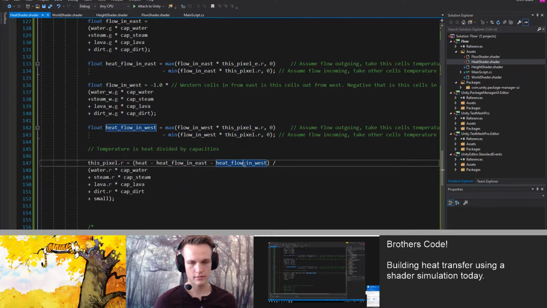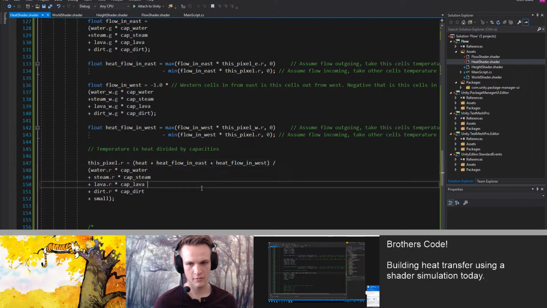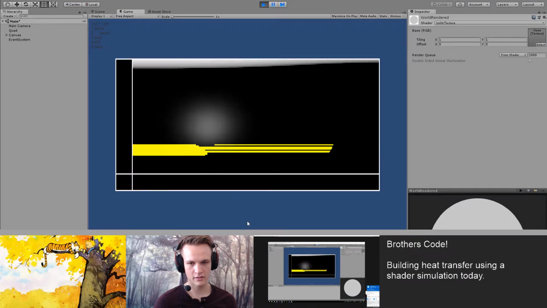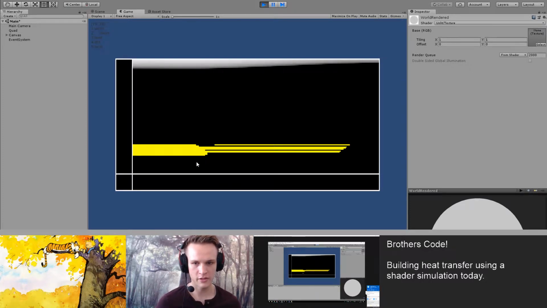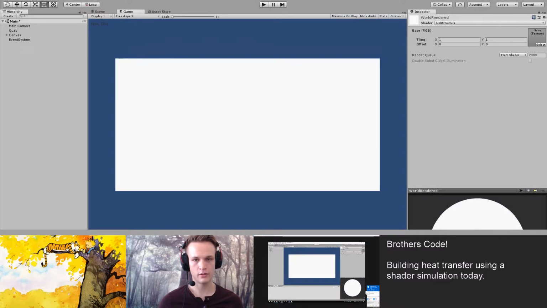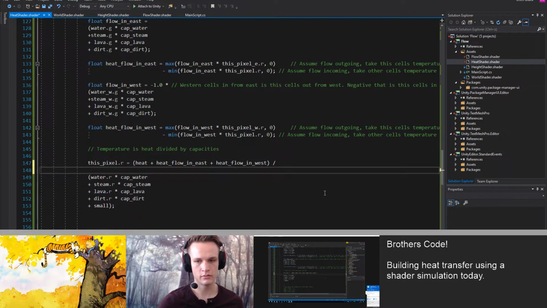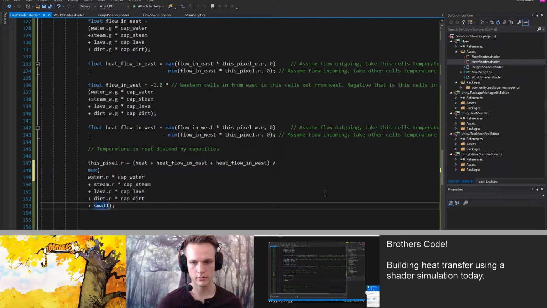Heat minus that, minus that. Wait, those are inflows now. Yeah, that looks right. Okay, I think there's one other piece. What we should do is, instead of adding small, we should max it with the small value. So it's divide by the max of that and the small value, because that way we're not adding it in situations that don't call for it. True.